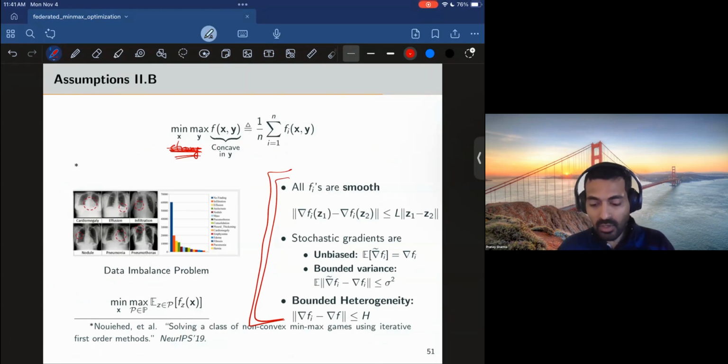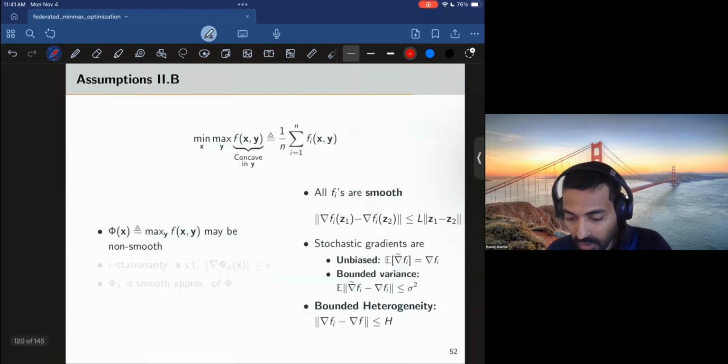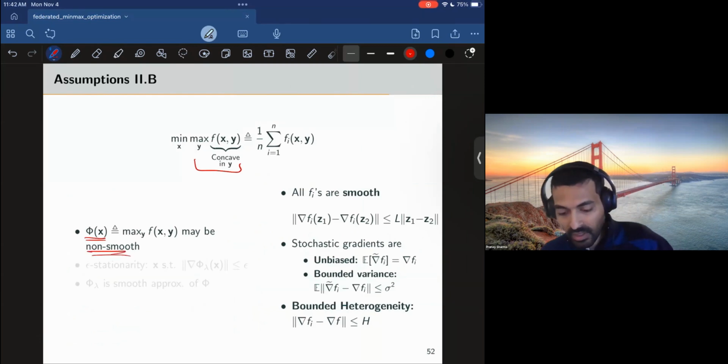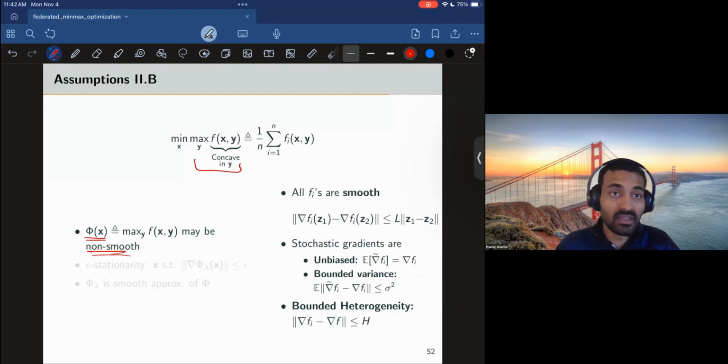And again, it turns out that for certain data imbalance problems, which are solved in this work, you can show that this smooth concave in Y class of problems captures this data imbalance problem. Now things change slightly because we don't have strong concavity. So this maximization need not have a unique solution. Therefore, if we compute this function phi, it need not be smooth, because this maximization doesn't have a unique solution.